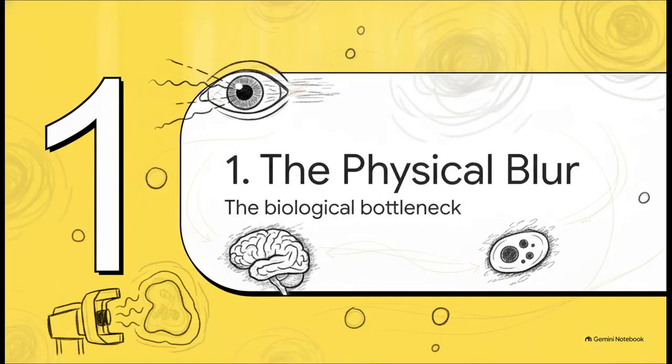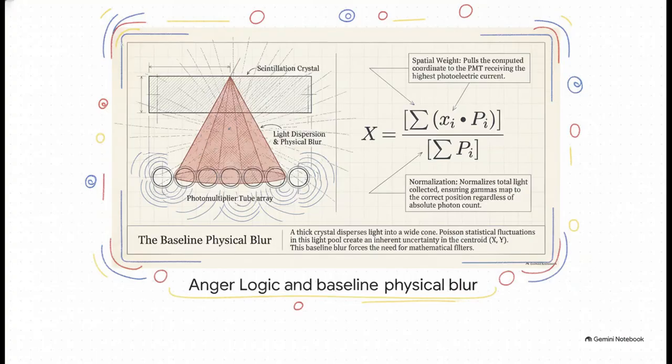All right, starting right off with Section 1, the physical blur problem, or as I like to call it, the biological bottleneck. So, before we can even think about applying any mathematical filter, we run into a major biological roadblock. Think of it like this. When a gamma photon strikes a thick scintillation crystal, it completely disperses its light into a wide cone before that light even reaches the photomultiplier tube array.